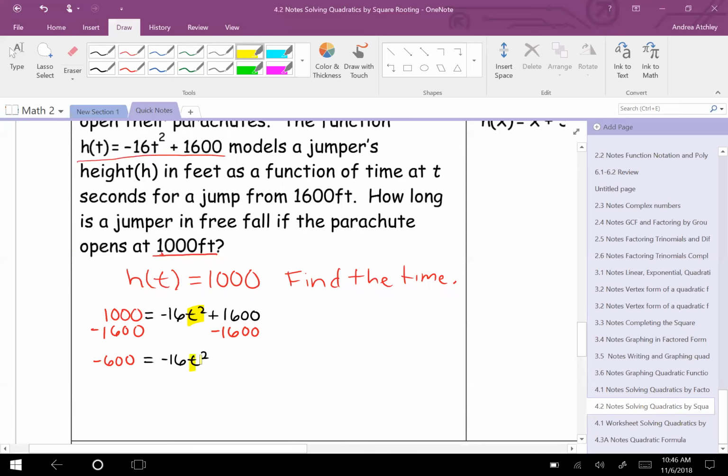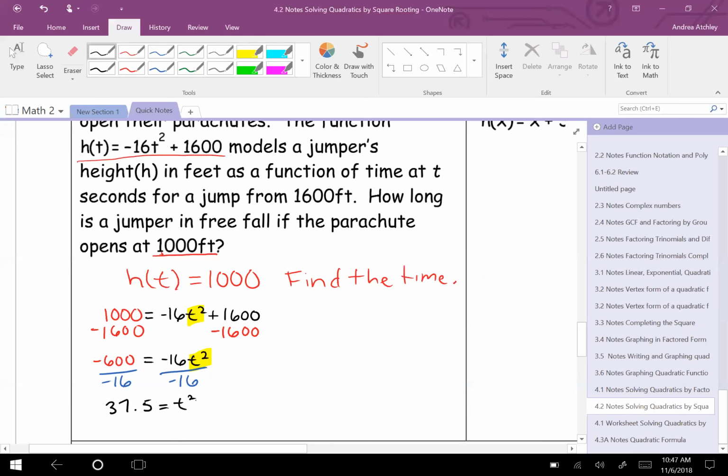I still want to get the t squared by itself. Tarek, how do I get rid of the negative 16 then? Very good. It's being multiplied, so the inverse of multiplication is division. So I divide by negative 16. So I'm going to now divide negative 600 by negative 16, and that's going to give me 37.5 equals t squared.